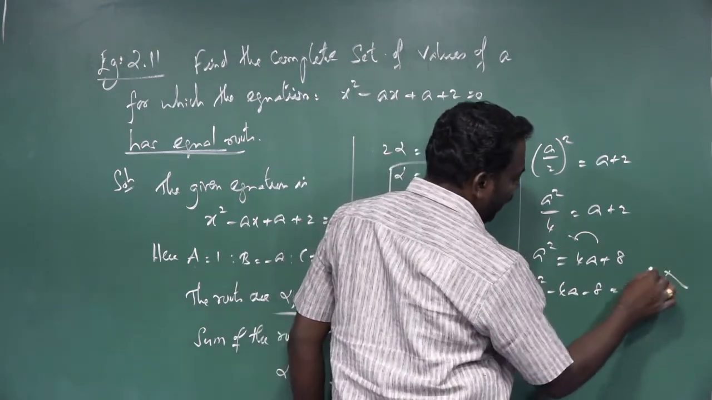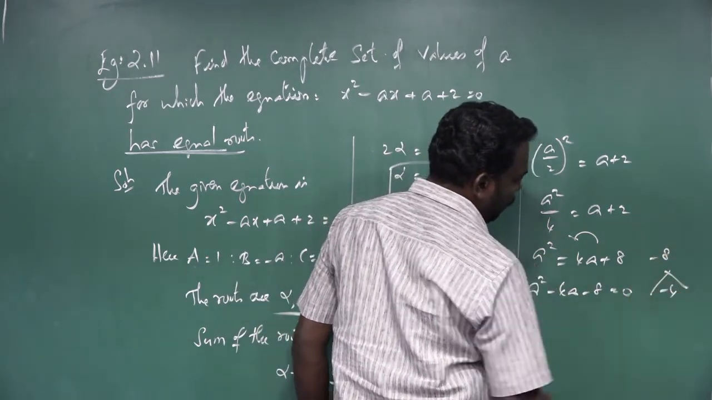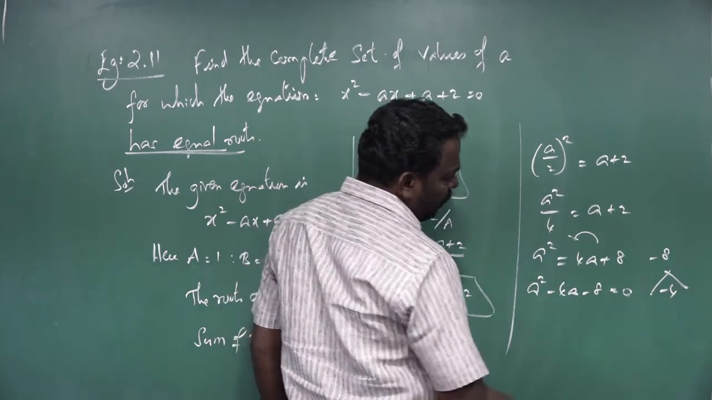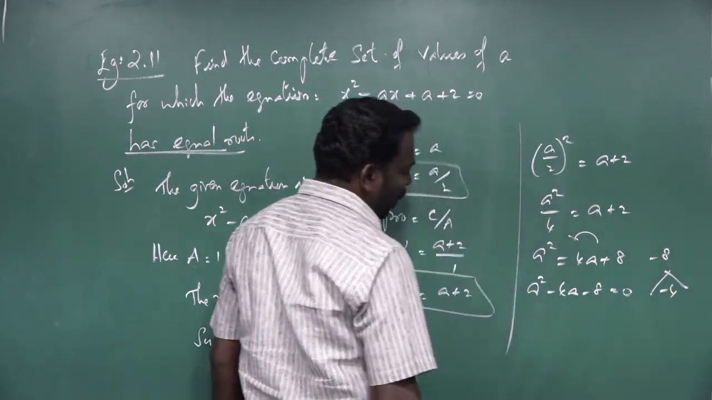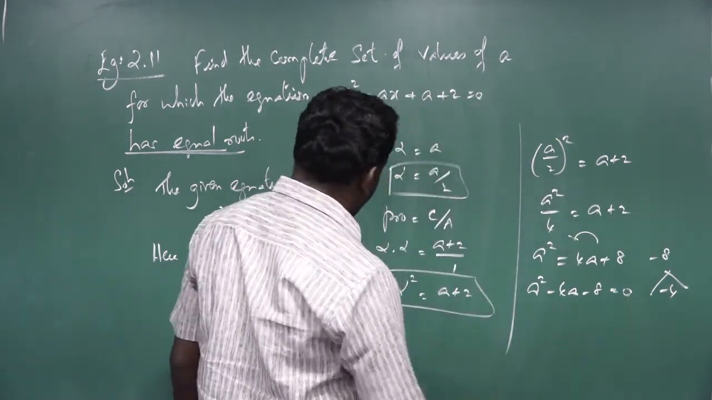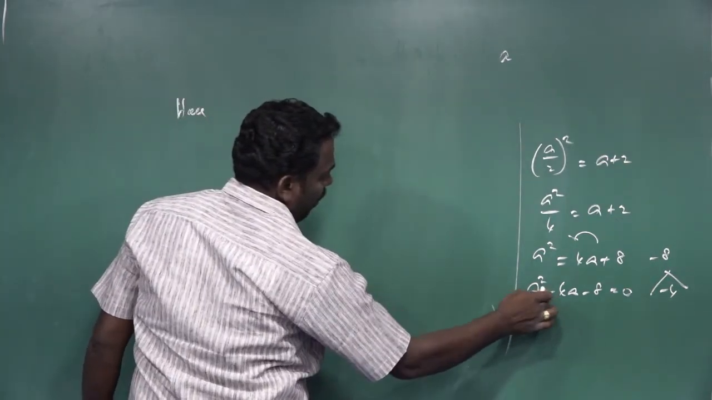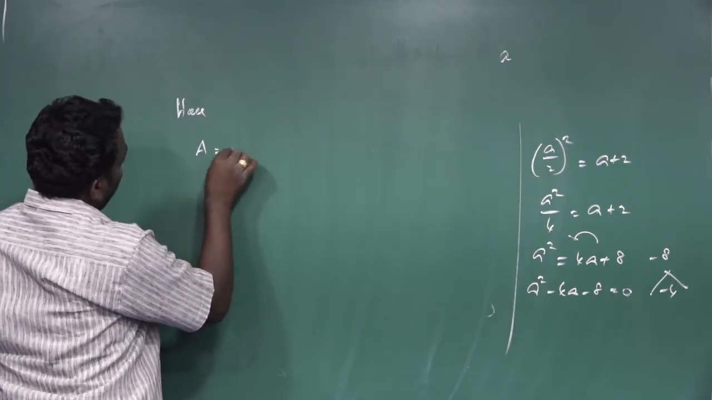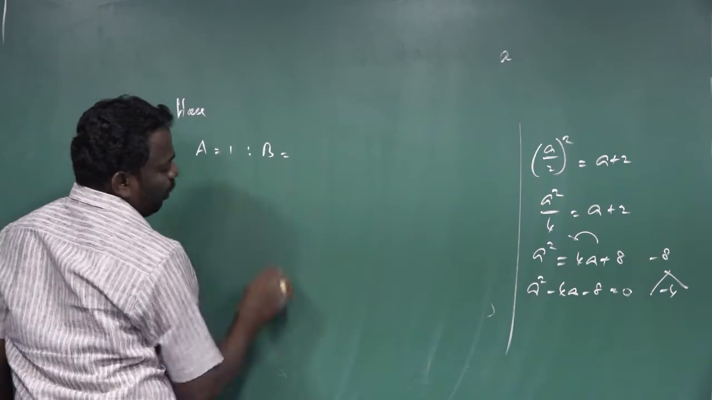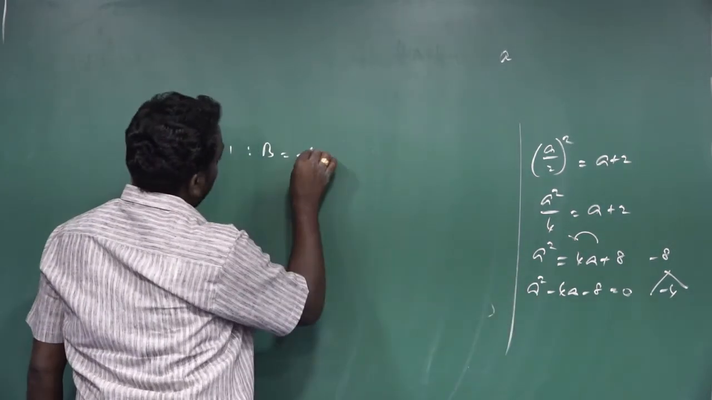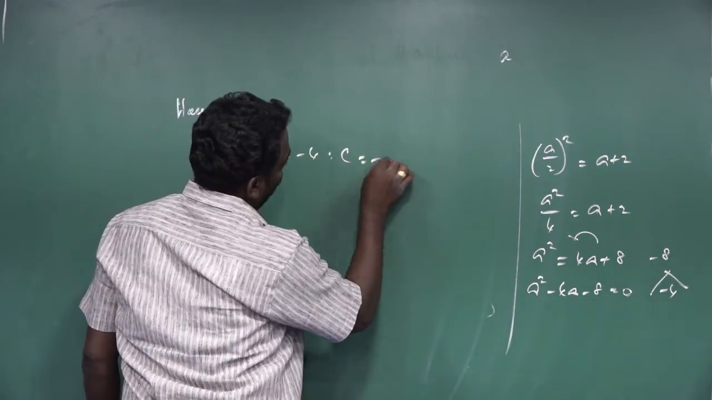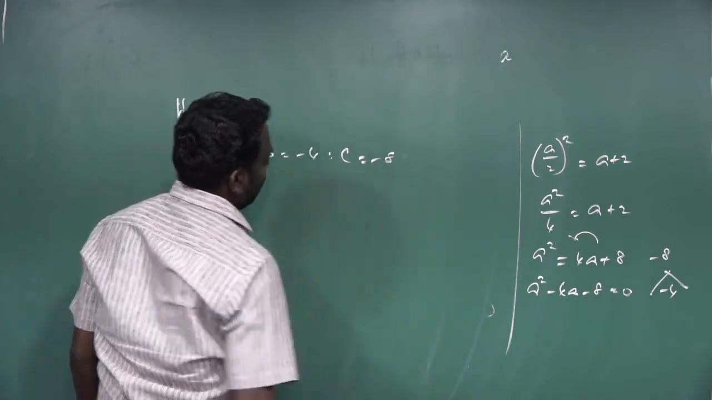Now we want to factorize minus 8 and minus 4. So we are able to factorize by applying the quadratic formula method only. We have to simplify. Here you can take capital A equal to 1, capital B equal to minus 4, and capital C equal to minus 8.